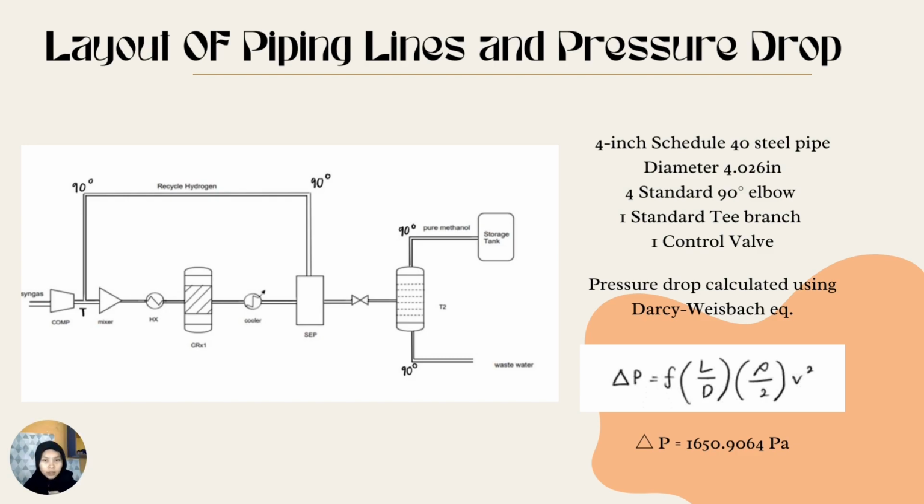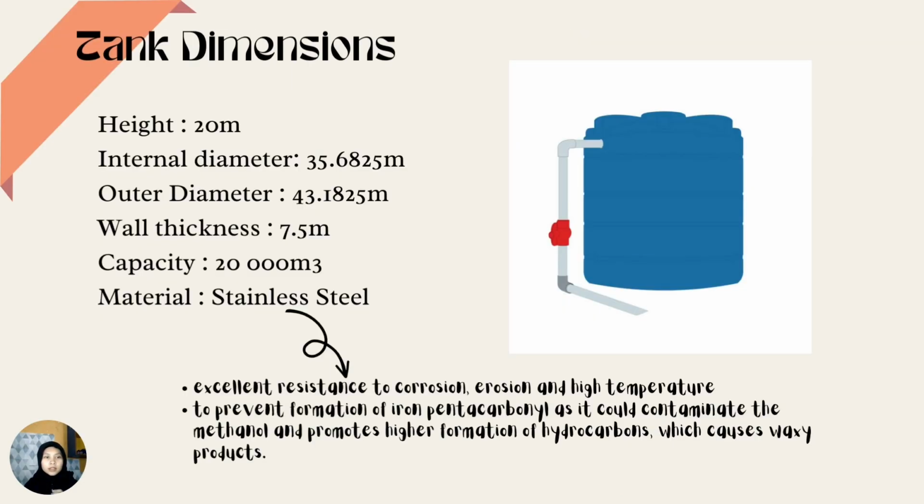The way that we calculated our pressure drop was using the Darcy-Weisbach equation, and with some assumptions that have been made and stated in our report, the pressure drop for this piping line has been calculated at 1,650.9064 pascals. So this will be the tank dimensions of our storage tank.